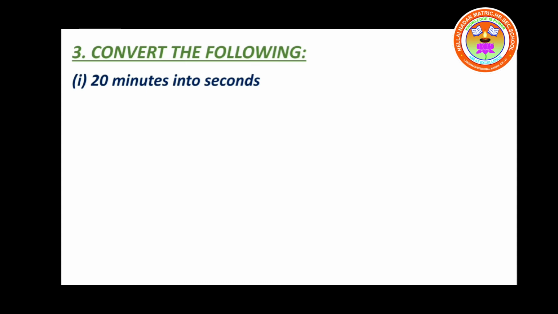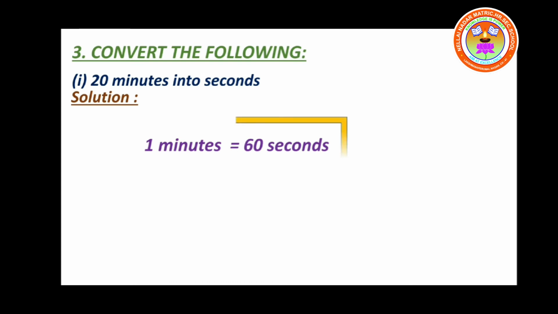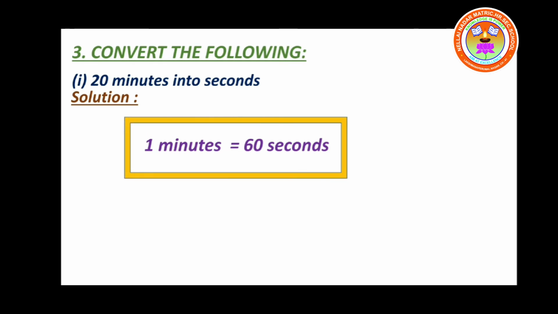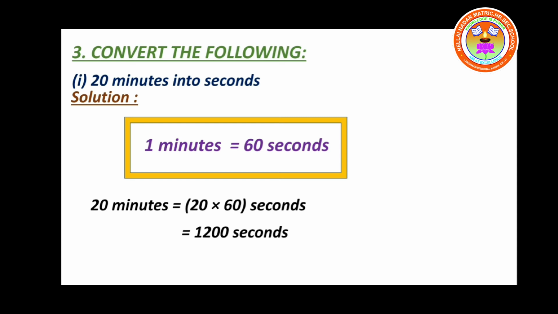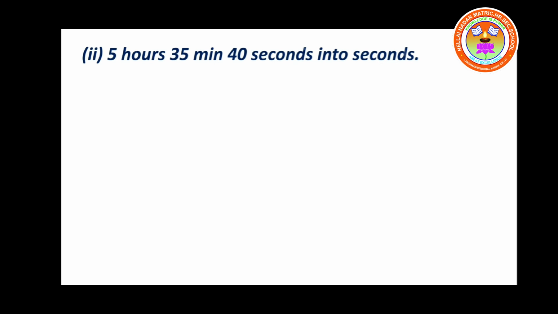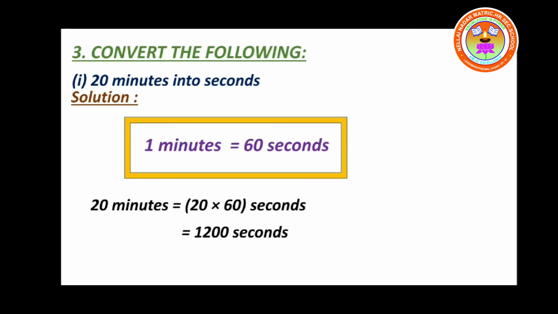Okay, now let us move on to the solution, children. You all know that 1 minute is equal to 60 seconds. Okay, so now the question is 20 minutes into seconds. So 1 minute equals 60 seconds means 20 minutes is equal to 20 into 60 seconds, which is equal to 1200 seconds. So the answer is 20 minutes is equal to 1200 seconds.